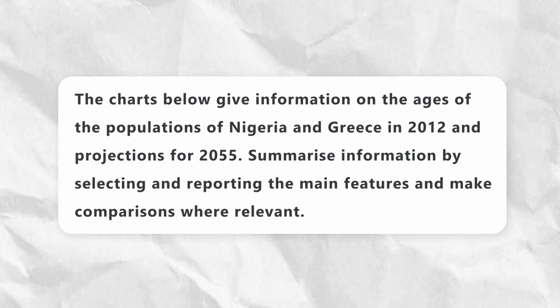The charts below give information on the ages of the populations of Nigeria and Greece in 2012 and projections for 2055. Summarize information by selecting and reporting the main features and make comparisons where relevant.